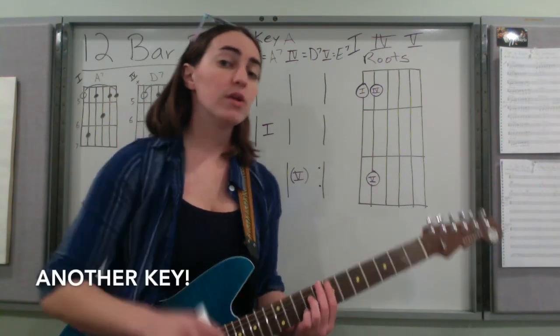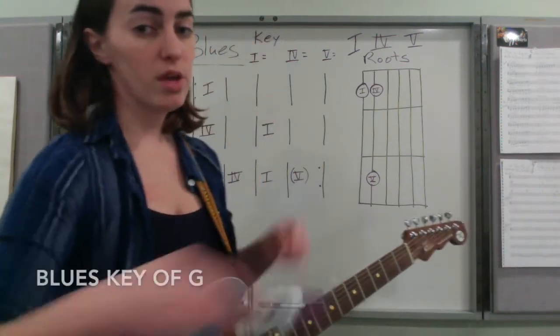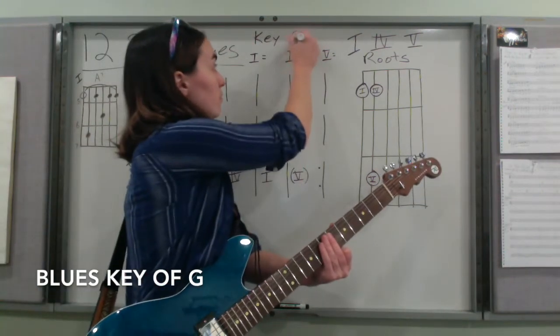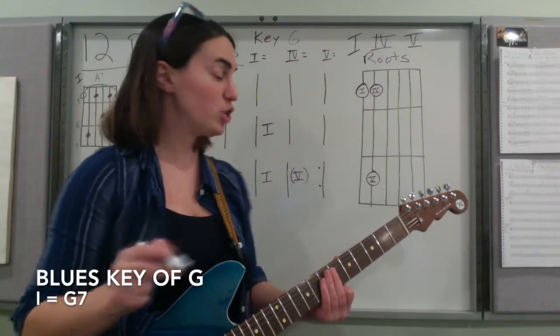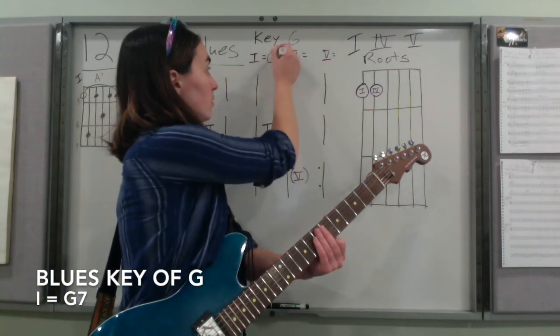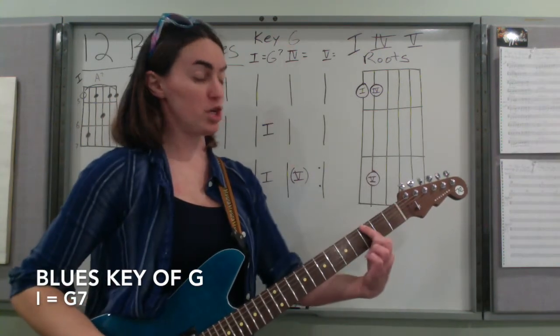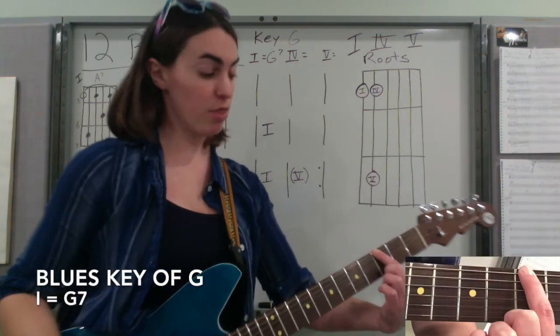Let's do another key and then try playing it a little bit. So key of G. Blues in the key of G, that tells me my 1 chord has to be G7. So I'm going to find G on the low E string. It's right here on the 3rd fret.